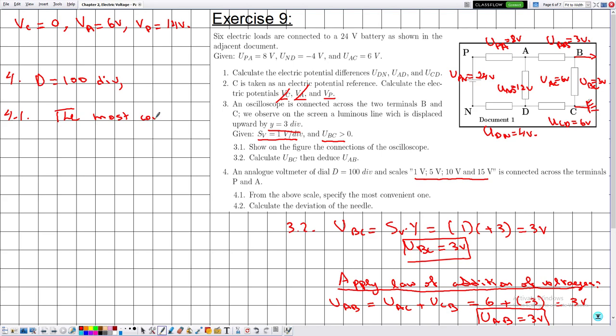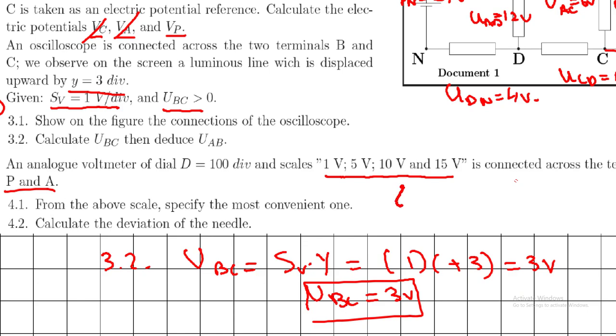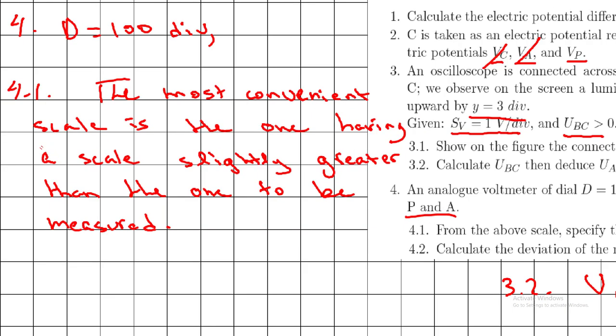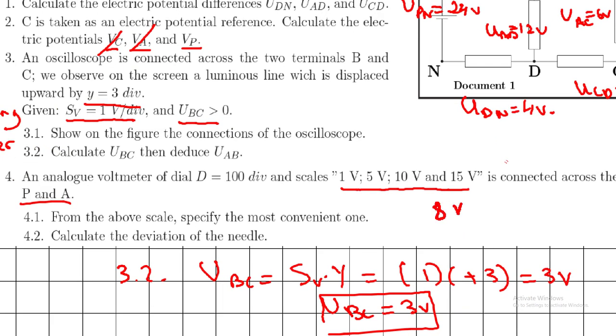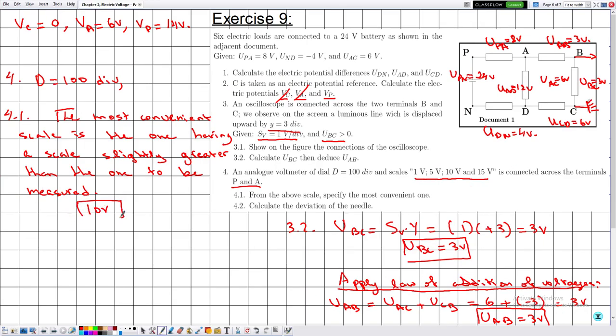The most convenient scale is the one having a scale slightly greater than the one to be measured. So we are measuring the voltage UPA between P and A, which is given by 8. If you consider 8 volts the voltage to be measured, the two options that are greater than 8 are 10 and 15. But referring to the definition, the most convenient scale is the one that's slightly greater. So the closest one to 8 volts is 10 volts. So in this case 10 volts is the most convenient scale.